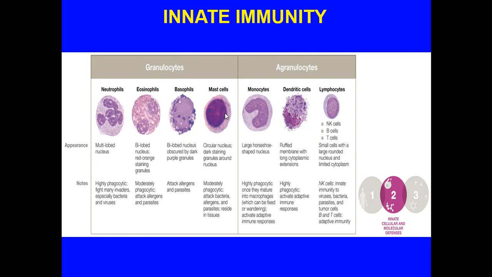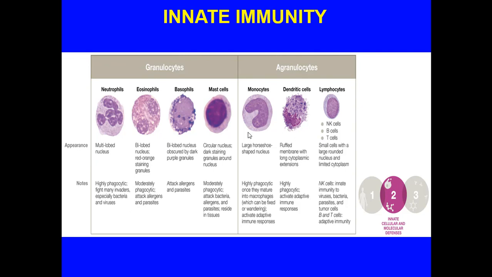Now, agranulocytes. Notice the monocyte. It's kind of got a U-shaped structure, a horseshoe-shaped nucleus. Also, they're highly phagocytotic. And a lot of times they will mature into macrophages. Now, macrophages can be fixed, meaning that they're permanently stationed in a tissue, such as liver Kupffer cells, or they're going to be in the spleen, for example. But others are wandering around. They flow around in the blood until they get called up to fight against things like infections in the tissue.